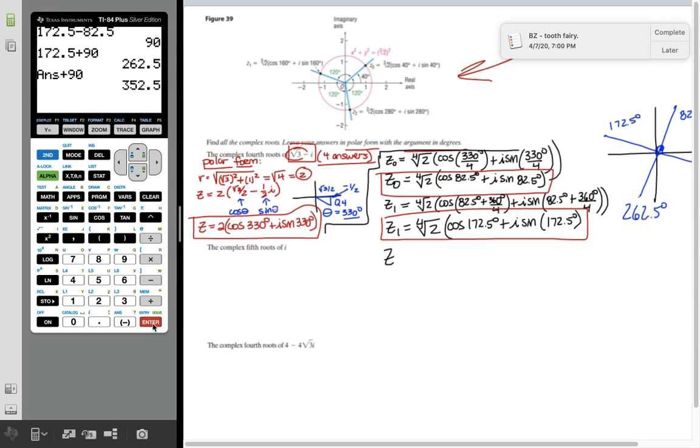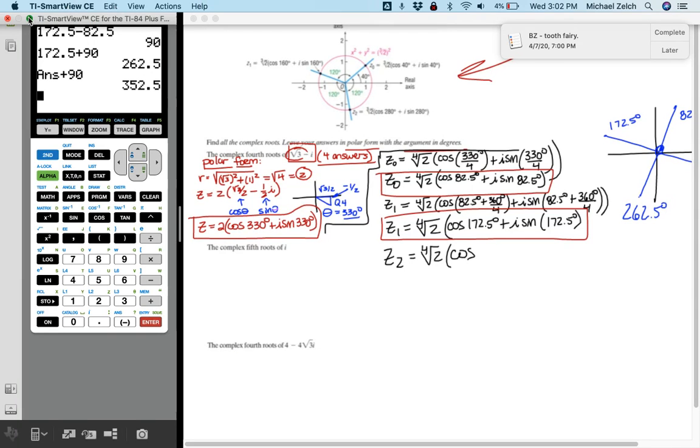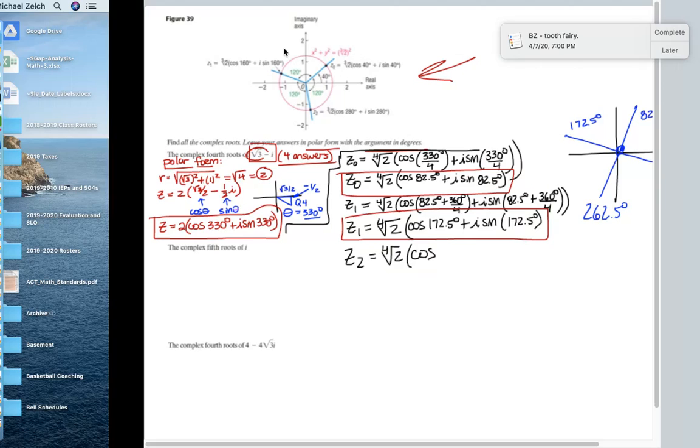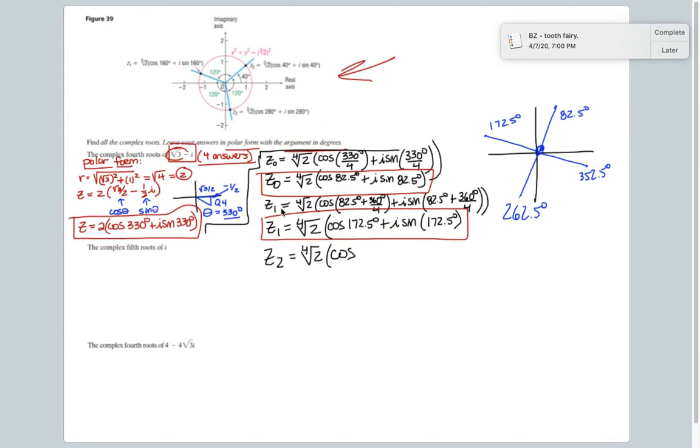So here's my other two answers. This one is going to be the fourth root of 2 cosine of 262.5 plus I times the sine of 262.5, like that.